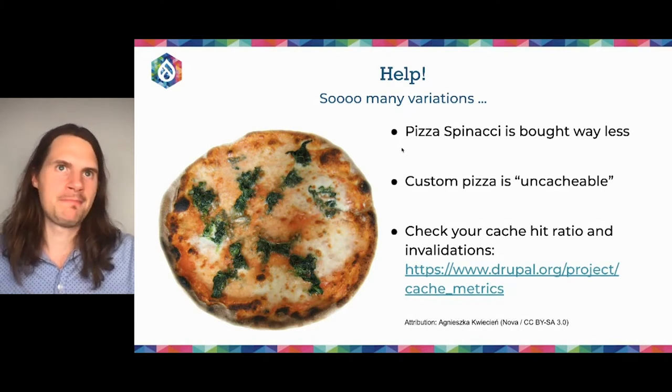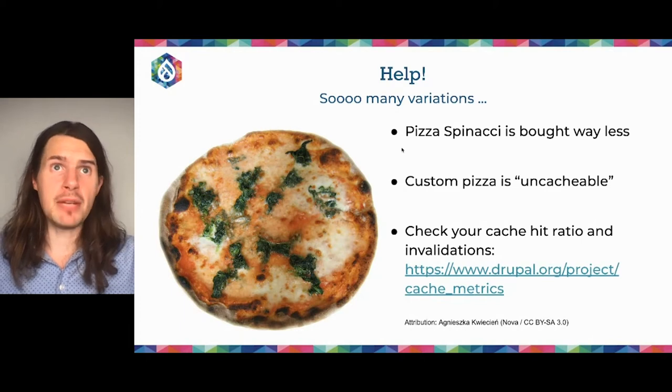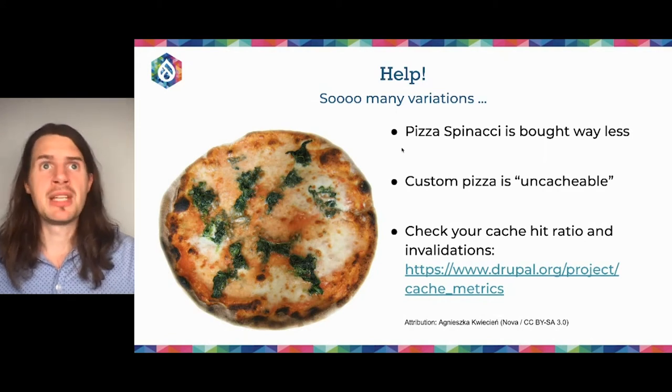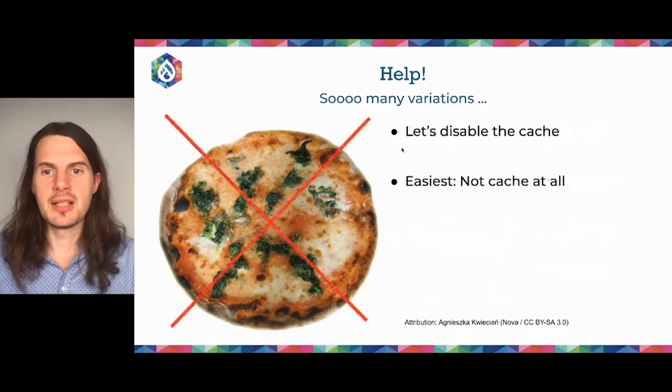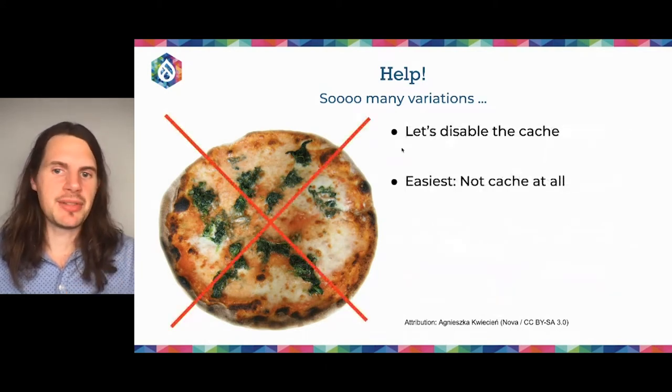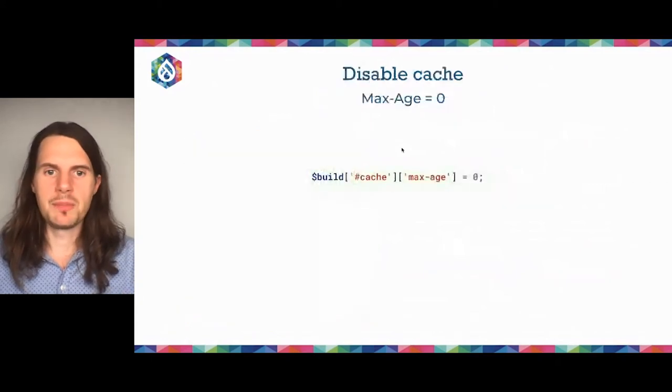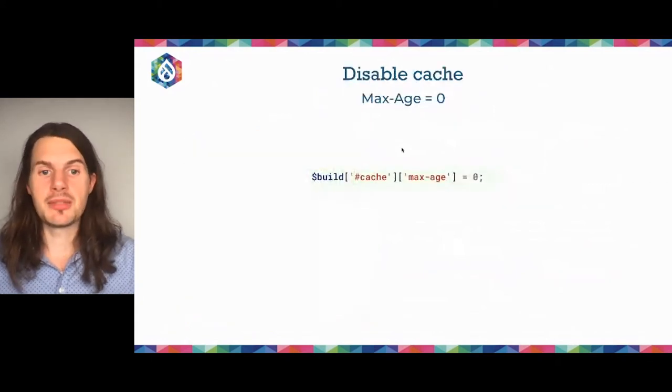And if you have like margherita, margherita, margherita, and marinara, marinara, marinara, but spinaki less so, then it might be a good idea to just say this is uncacheable. And that's a good way to solve that. So we disable the cache, and the easiest is to not cache it at all. And that's very simple to do, especially with render arrays. We just put the max age to zero.